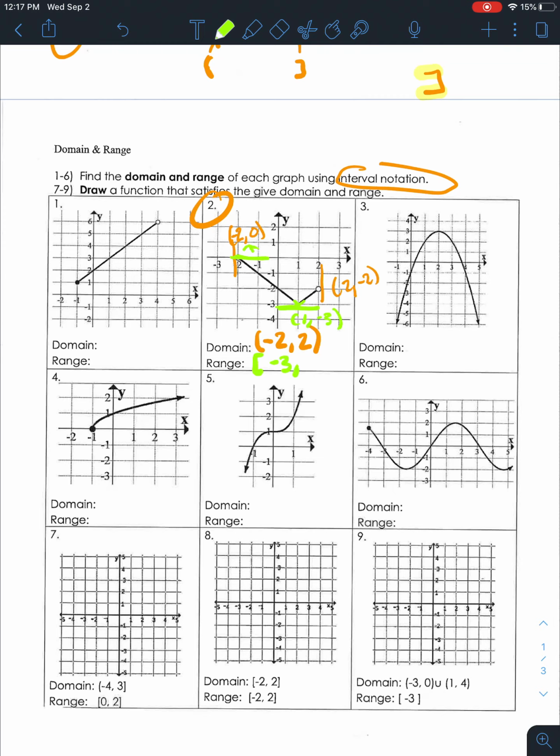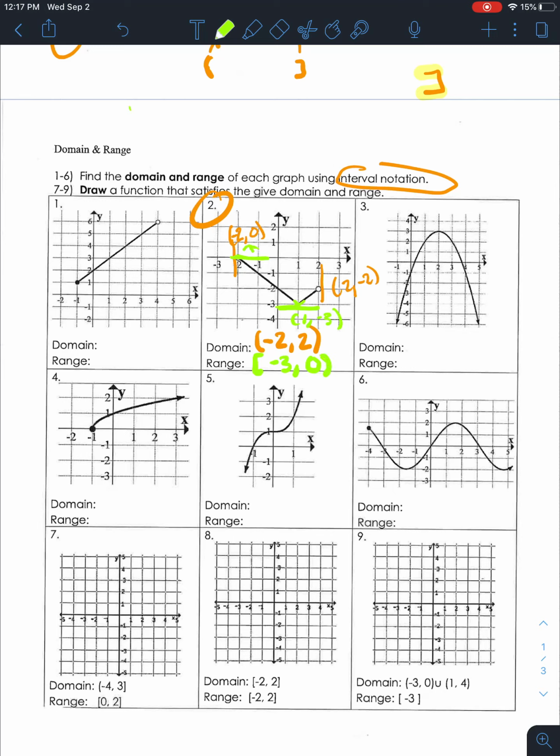Range, we're talking about y values. We're going to go all the way to the top, which is 2. Talking about y values. Go all the way to the top. My y value at that point is 0. And that's an open circle, so I'm going to leave parentheses.